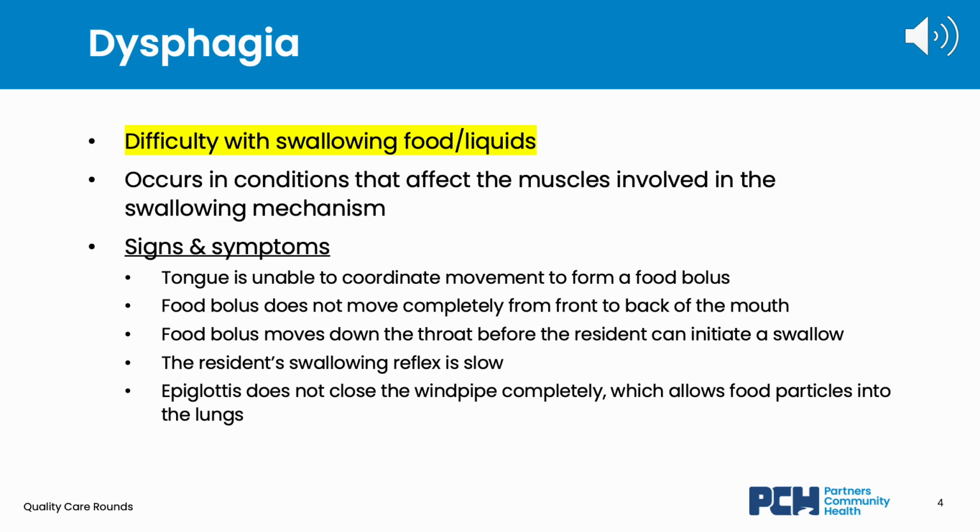So here are some signs and symptoms that may indicate that a resident has dysphagia. The tongue is unable to coordinate movements, so a food bolus cannot be formed adequately and is left relatively undigested in the mouth. The food bolus does not move completely from the front of the mouth to the back, so the resident is pocketing their food. The food bolus moves down the throat before the resident can initiate a swallow reflex, so they cannot direct the safe passage of the food down the appropriate pipe, or the resident's swallowing reflex is slow. Or ultimately, the epiglottis does not close the airway completely, which allows food particles into the lungs and leads to coughing and shortness of breath.